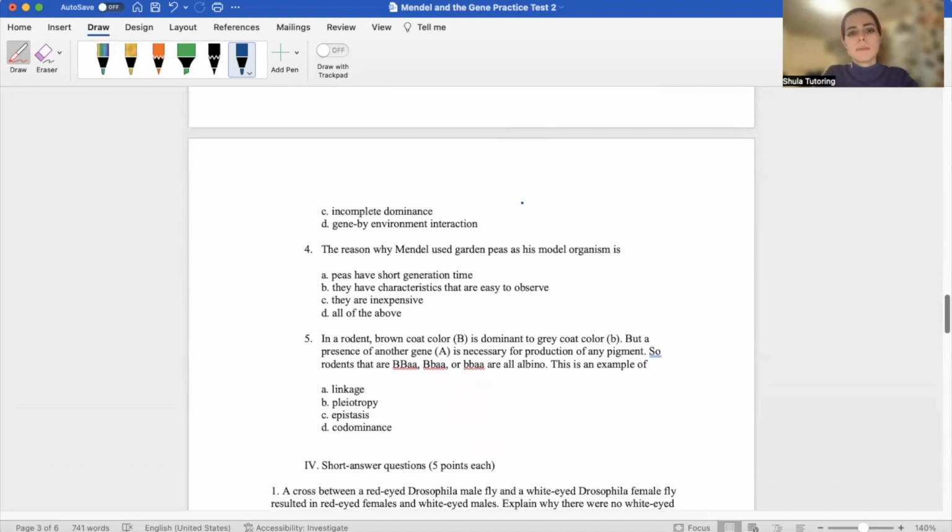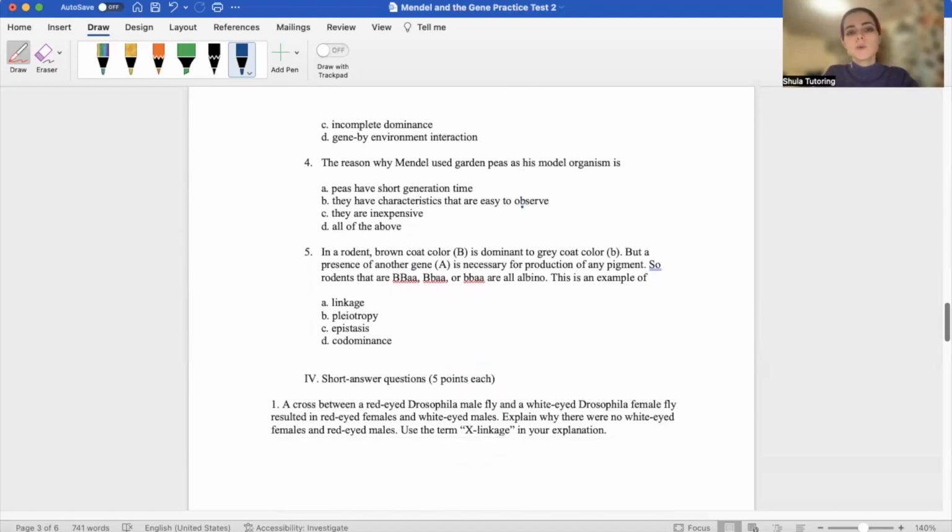So that's codominance. The reason why Mendel used garden peas as his model organism is because peas have short generation time, they have characteristics that are easy to observe, and they're inexpensive. So all of that is true.